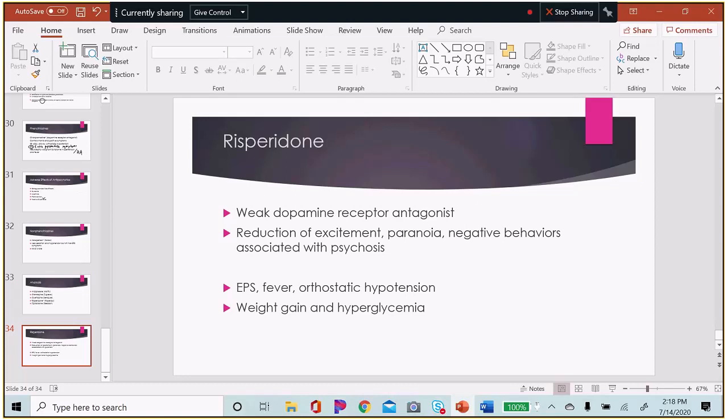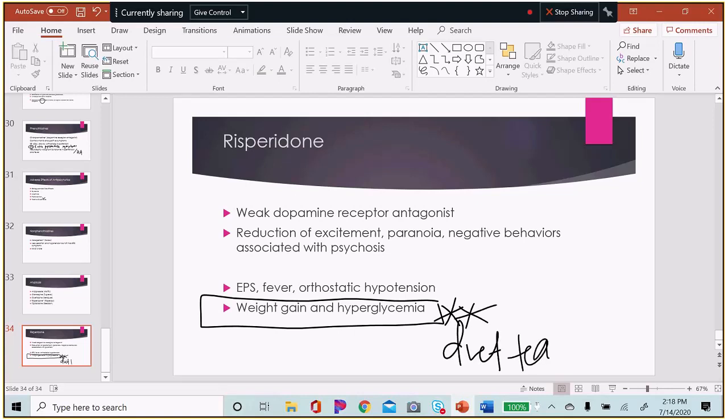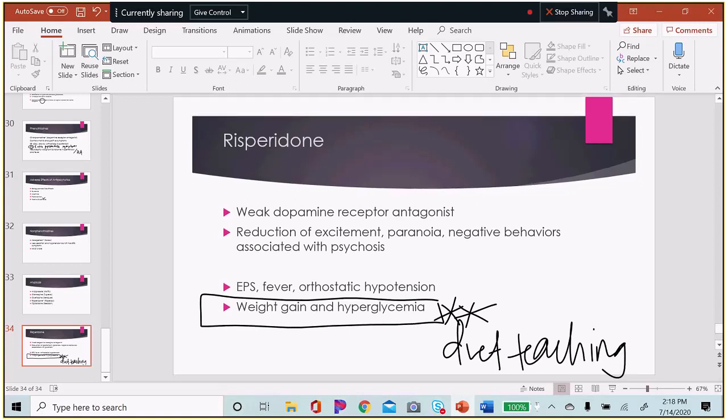The issue with all the atypicals is weight gain and hyperglycemia, and it's a large amount of weight. You know, people can gain like 50 to 60 pounds in just a couple of months. So we have to be very careful with diet teaching. That's the most important thing with this medication. When they start it, be sure that you have healthy diet practices before the medication is even started, because they will gain weight.